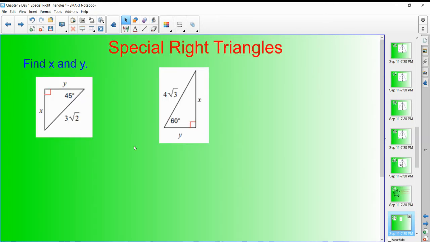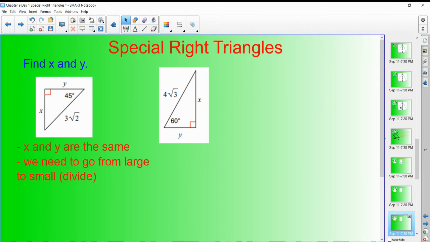So let's take a look at this in action. First one, I have a 45, 45, 90 triangle, says find x and y. So let's go ahead and do that. First off, in a 45, 45, 90 triangle the legs are the same, so if I find one, I find both. We need to go from large to small. I know the hypotenuse is the long one, so I'm going to divide, and my rule says divide by square root of 2. So I can take 3 square root of 2, divide by square root of 2, the square root of 2 cancels out, and I'm left with 3. So x is 3, and y is 3.